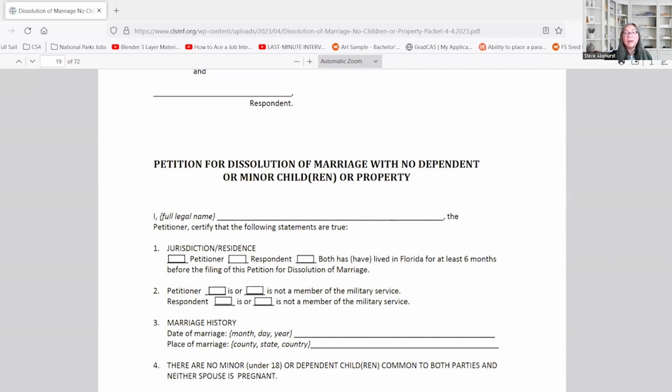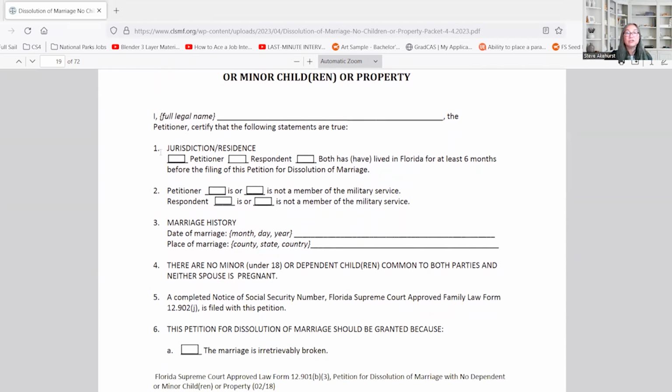As you look at the form, you're going to look at the jurisdiction. Remember we were talking about how you have to be a resident of Florida for at least 6 months. This is where you fill it out. You or your spouse or both has to have been a resident at least 6 months. You will check whichever one applies to you. And you're also saying that neither one of you is in the military, or if you are, you would have to have filled out the affidavit of military service.